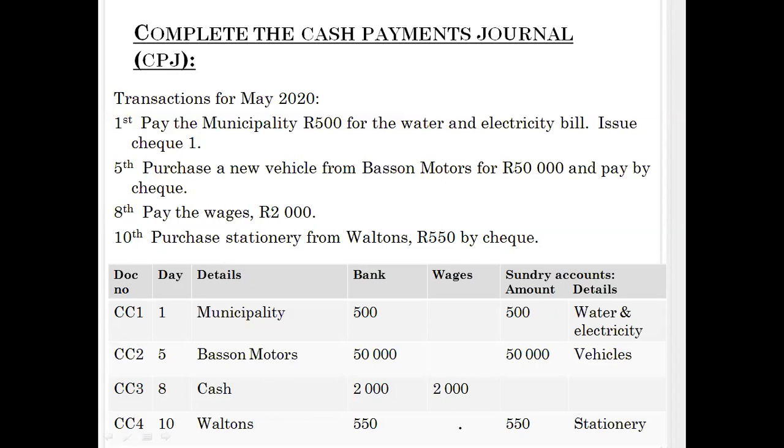Right, back to the 8th. The amount is 2,000 Rand. 2,000 Rand will be in bank, and then it was for wages. There is a wages column, so then you just write the 2,000 Rand in that particular column. Right, then we move to the next transaction.